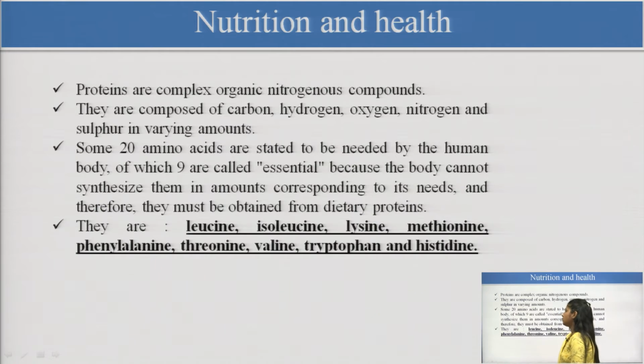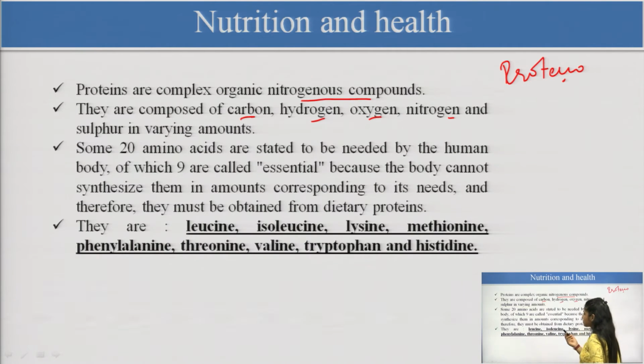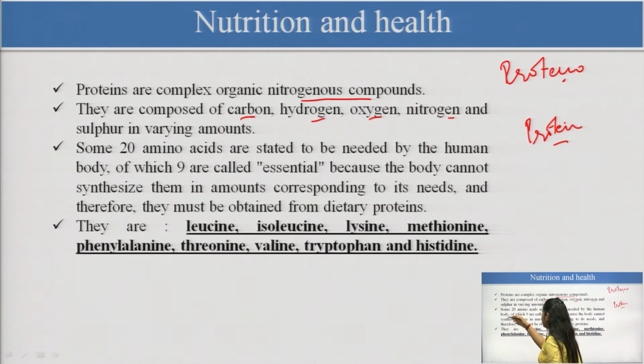Now, coming to the individual macronutrients. We will start with the protein. Proteins are nitrogenous compounds. They are chains of amino acids, composed of carbon, hydrogen, oxygen, nitrogen and sulfur. These proteins are required for body building, and they are formed from the amino acids.